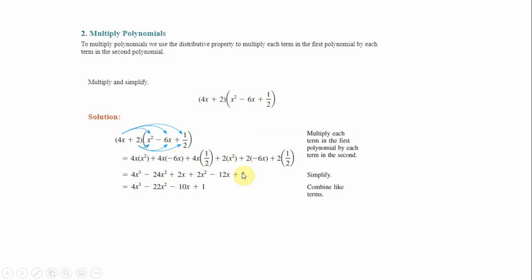I do the multiplications, and then I start grouping like terms. I've only got one cubed term. That's going to be my leading term, 4x cubed. I group all my squares. There's another one. Put those together, group and add. Minus 24 plus 2. My x's, there's a similar x, so I'm going to group those together to give me my minus 10x. And finally, my plus 1.